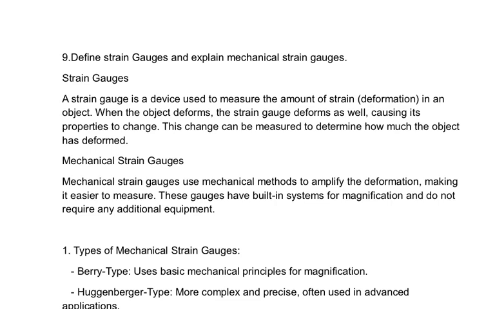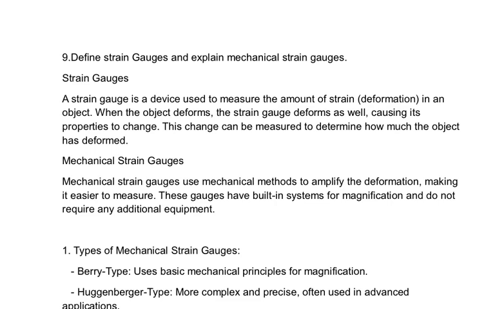So here, a strain gauge is a device used to measure the amount of strain or deformation in an object. When the object deforms, the strain gauge deforms as well, causing its property to change. This change can be measured to determine how much the object has deformed. This is a definition that will be common to all the strain gauges.